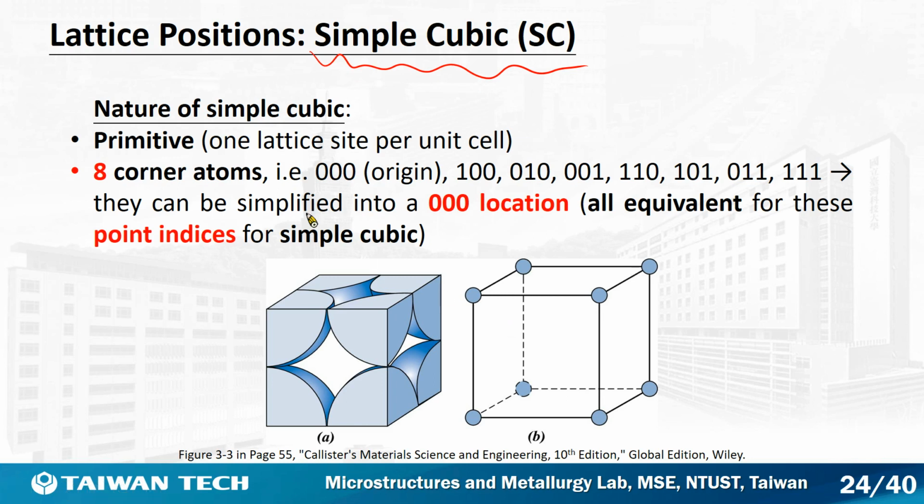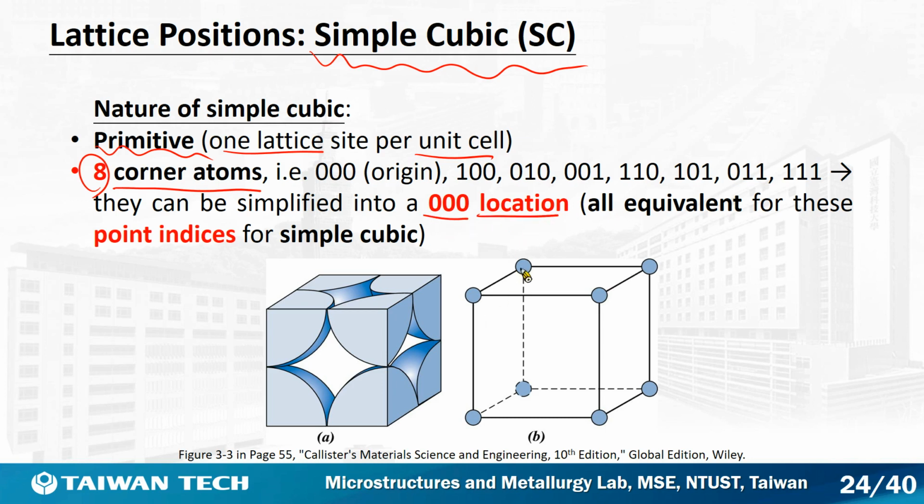Simple cubic is actually primitive. It means that there is only one lattice site per unit cell. So all the atoms are at the corners. Let's say we have one at the origin, that is 000. We can label it for all the atoms at the corners, and all of these corner atoms can be simplified into a 000 location.